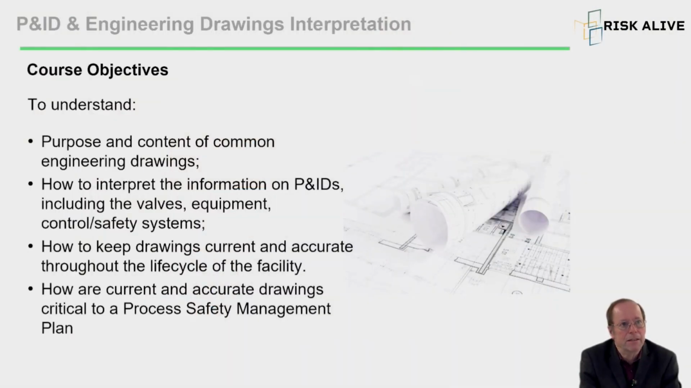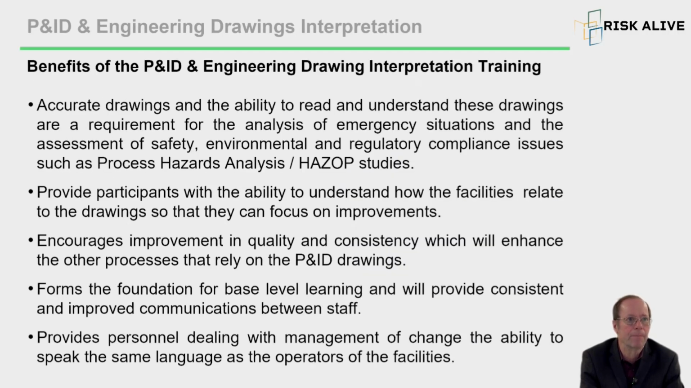The course objectives: we want you to be able to understand the purpose and content of common engineering drawings. So we want to interpret information on P&IDs, we look at valves, equipment, the control and safety systems, and how to keep those drawings current and accurate throughout the life cycle of the facility. And we look at process safety management and how important those drawings are to your process safety management plan.